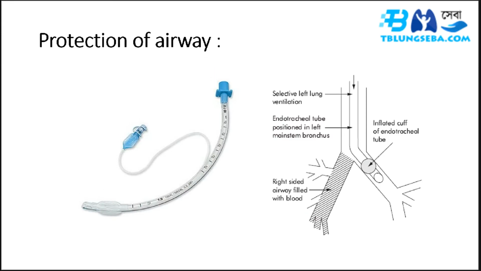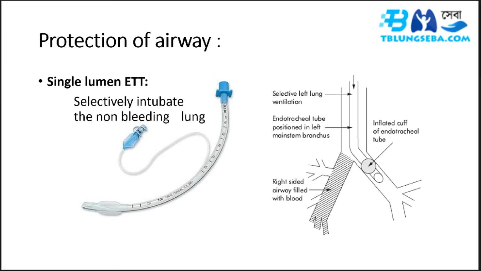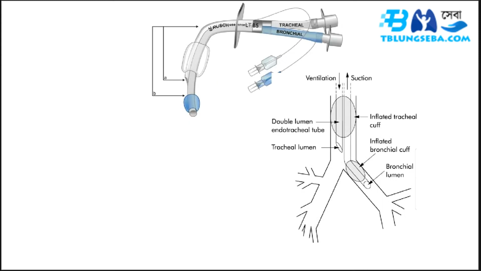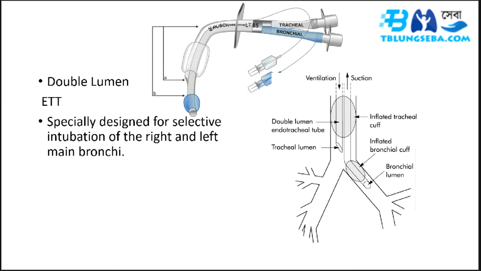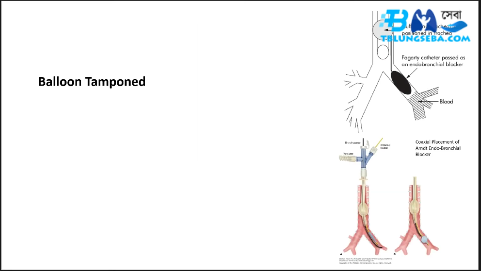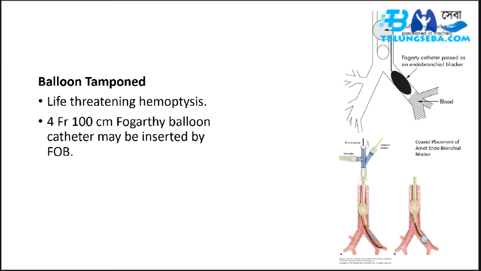Protection of airway. Single lumen ETT: selectively intubate the non-bleeding lung. Double lumen ETT: specially designed for selective intubation of the right and left main bronchi. Balloon tamponade for life-threatening hemoptysis: a 4 Fr, 100 cm Fogarty balloon catheter may be inserted by flexible bronchoscope and inflated for 24 to 48 hours.